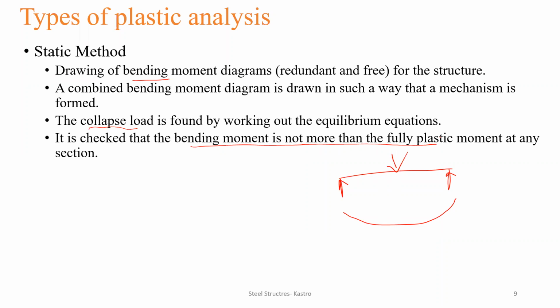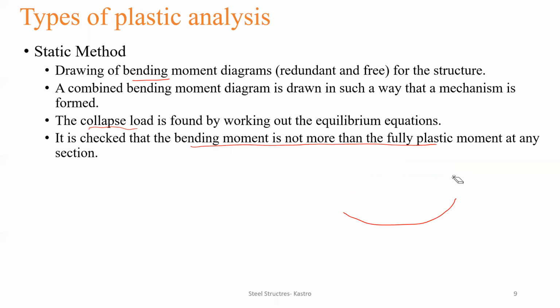Mechanism is nothing but whether it is able to carry the loads or not, whether the shear force and deflection values are within the limits or not, whether the fixed end moments are within the limits or not, whether the stiffness of the member is within the limits or not. All these things you determine in the second step. In the third step, you find out the maximum load that will cause a collapse of the member. The collapse load is found by working out the equilibrium equations. In the next step, you find out whether the bending moment is not more than the fully plastic moment. That is what the static method of plastic analysis is.